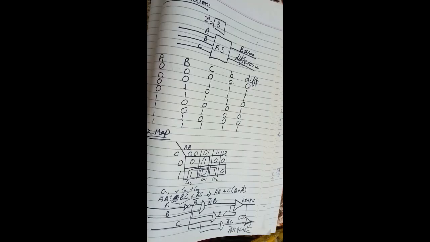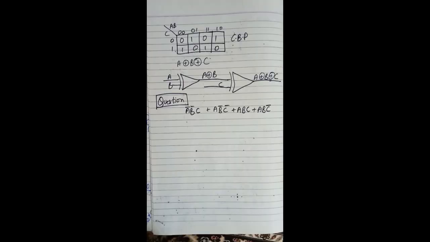I hope this topic is clear to you. We did the subtraction, the half subtraction and the full subtraction, the K maps and the borrow and difference. And now we will do one question, which kind of question we can get for the K map or with the half subtraction or the full subtraction. Let's take an example. So this is the kind of question we can get.